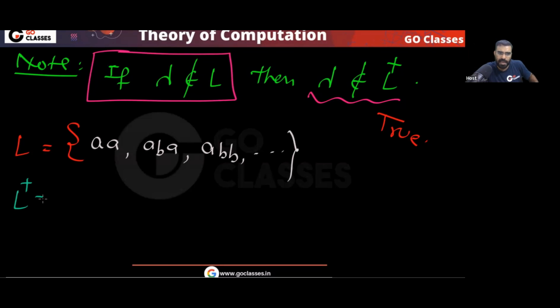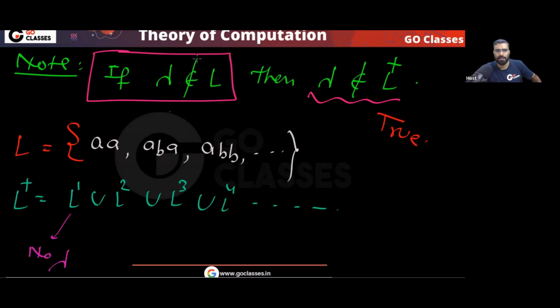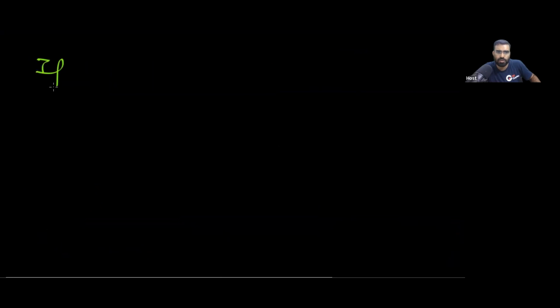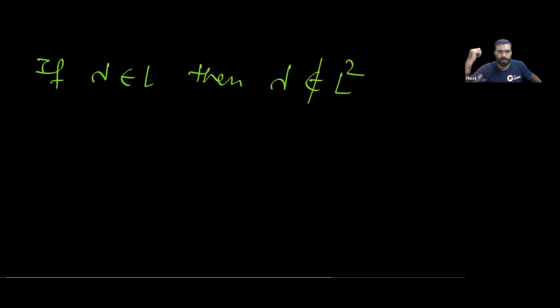Now tell me, L plus means L power 1 union L power 2 union L power 3 union L power 4, and so on. Here you don't have lambda. Already it is given, there is no lambda here. Can it contain lambda? If lambda does not belong to L, then lambda does not belong to L square also. Agree with me? Yes or no? This statement is true.